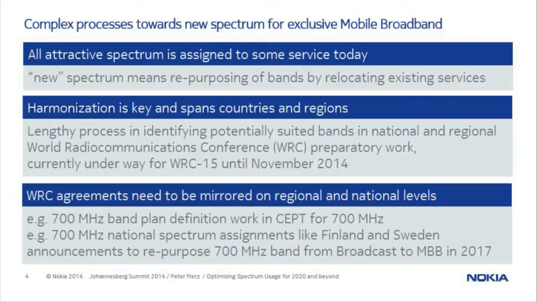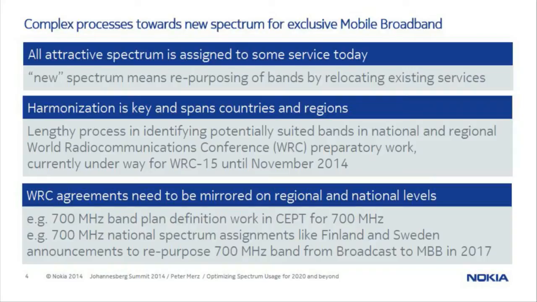So all the attractive spectrum which is currently used is assigned to some service today. So if we want to get access to this new type of spectrum, we need to repurpose that spectrum. That means reallocating existing services. And one of the best examples was the transition from analog transmission for television to digital. That was the digital dividend, where we repurposed the band for mobile broadband use.